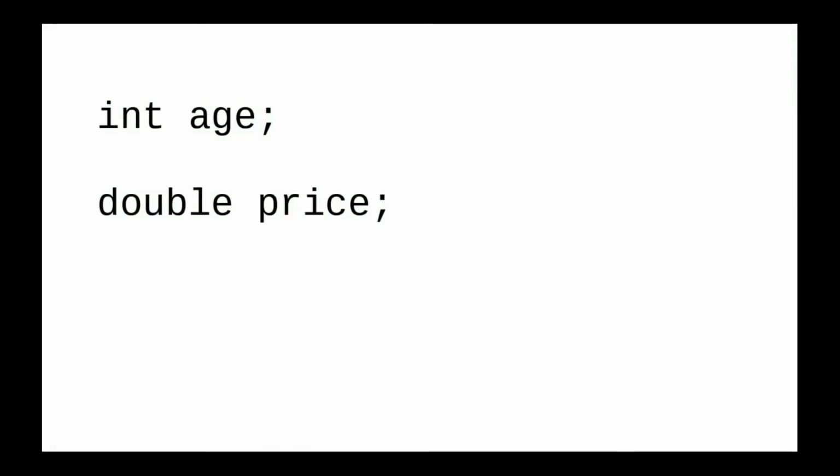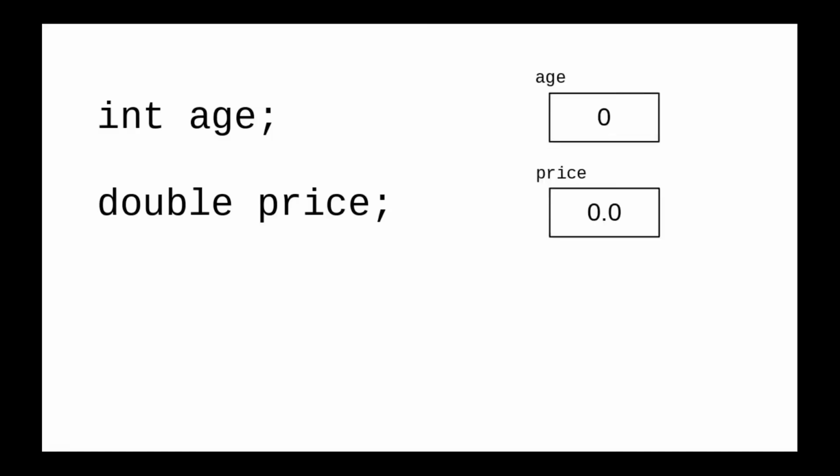First, we have to declare variables before we can use them. A declaration gives the name of the variable and its data type. Here are two declarations, one for an integer variable named age, and another double floating point variable named price. When a numeric variable is declared, you can think of it as an area of memory that has that name for a label. By default, numeric variables are set to 0.